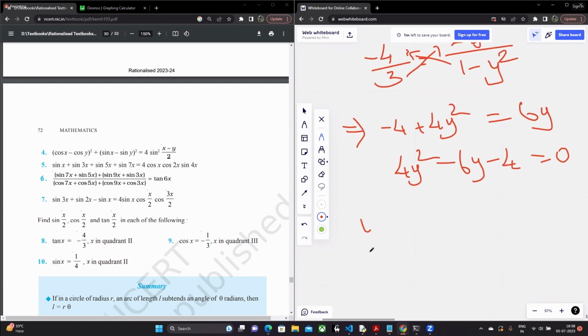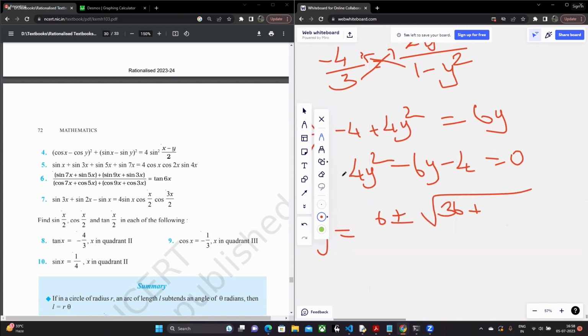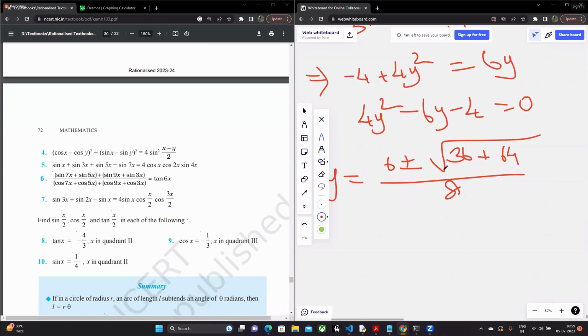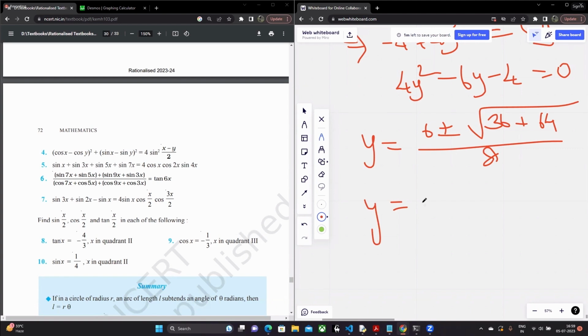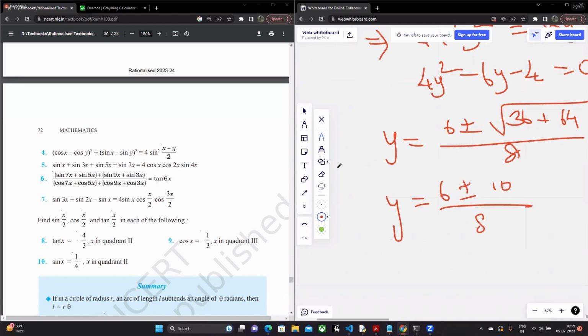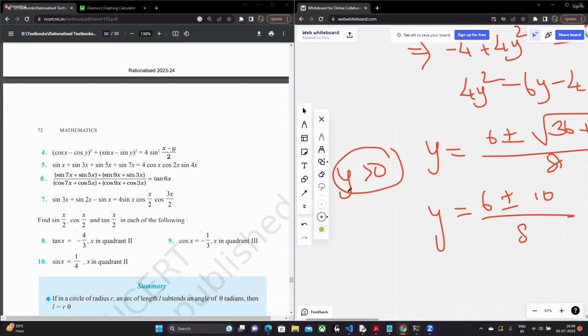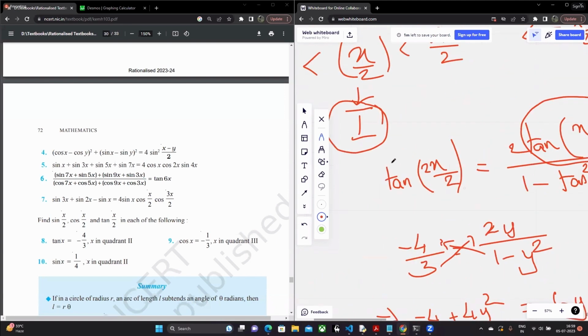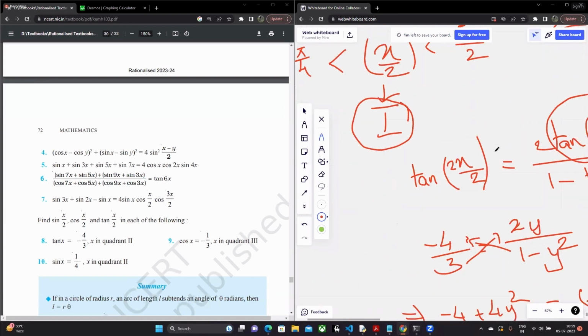Right? That means y is equal to minus b plus minus root of b square minus 4ac, that's 4, that's 6, right? Divided by 2a. This is basically 100. So root of 100 is 10, right? So y is equal to 6 plus minus 10 divided by 8. Since you know that y is greater than 0, right? Because y is tan x by 2, and x by 2 lies in the first quadrant, so tan x by 2 is positive. Right? So y is positive.